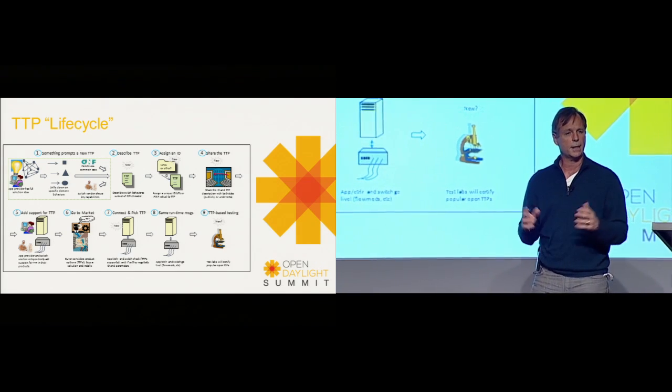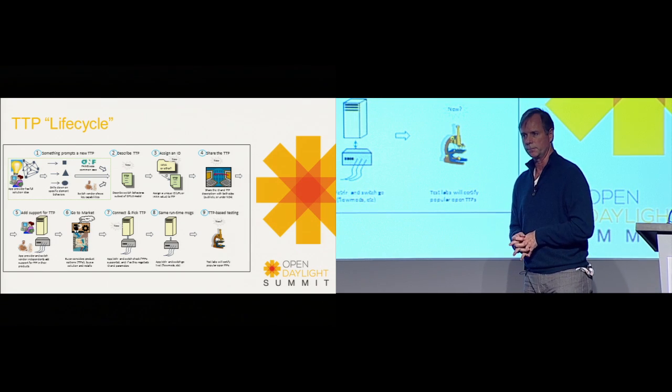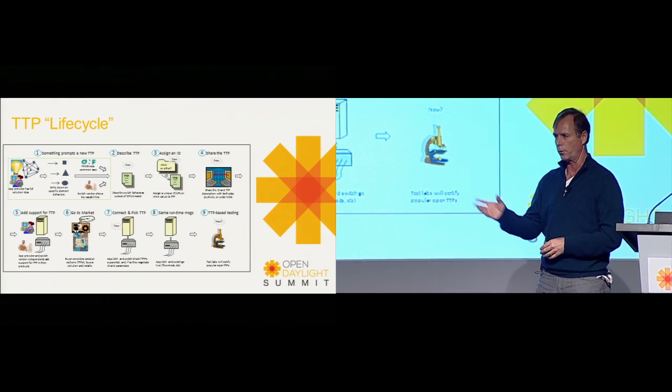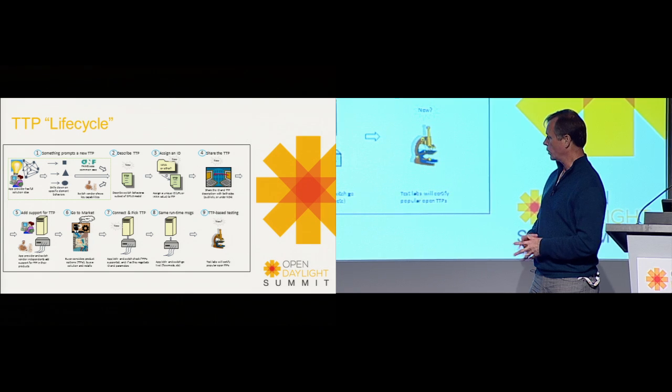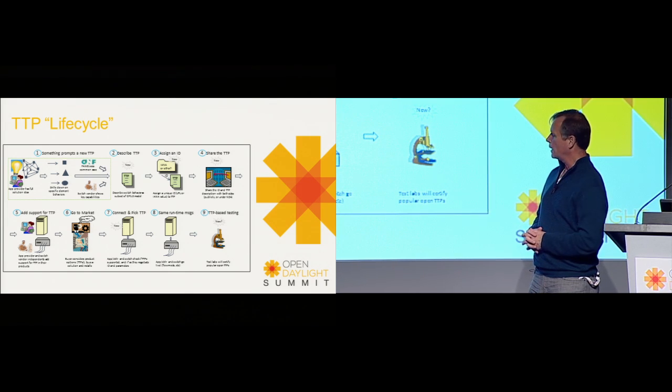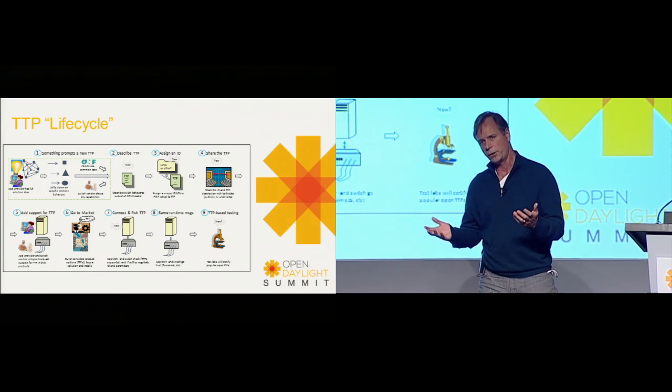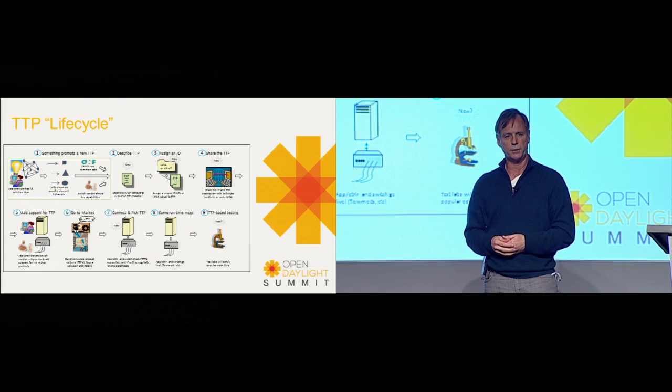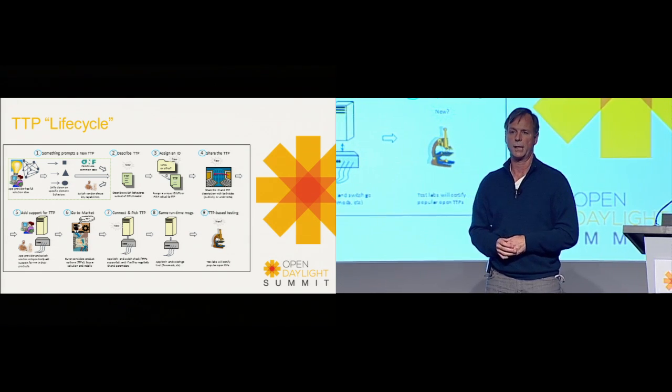You assign an identifier to it. It's a simple algorithm to pick the identifier: a naming authority and some string, versions, and so on. And then you share it. Without sharing, you don't really need a TTP. If you're going to do this all yourself, you could do a proprietary thing.